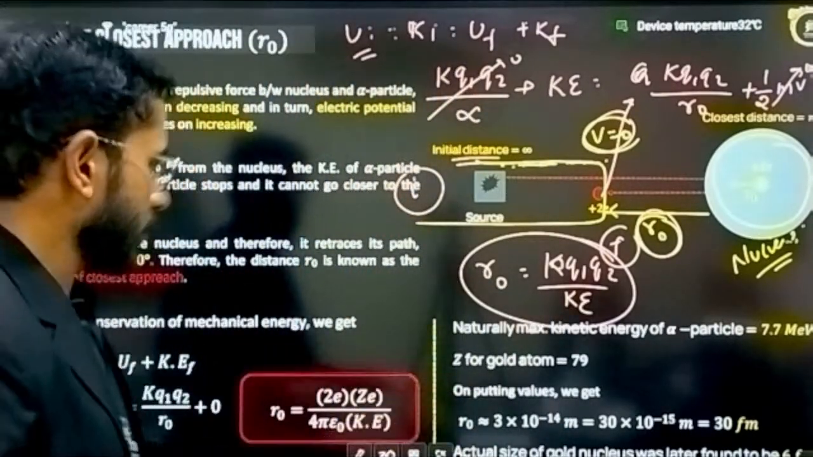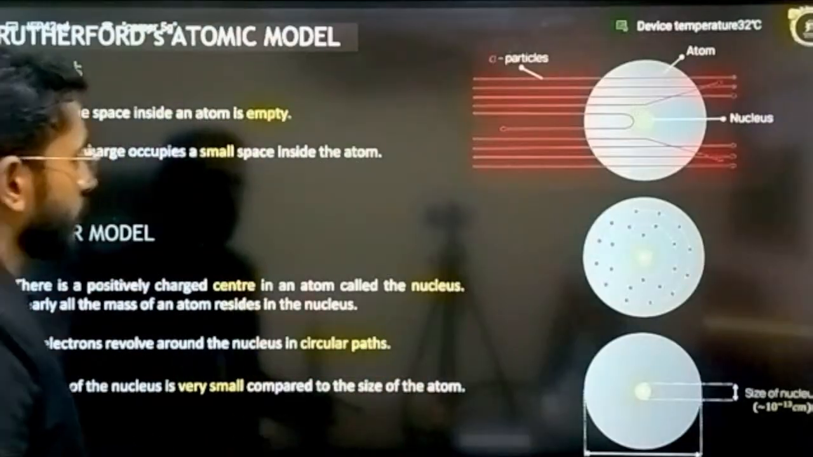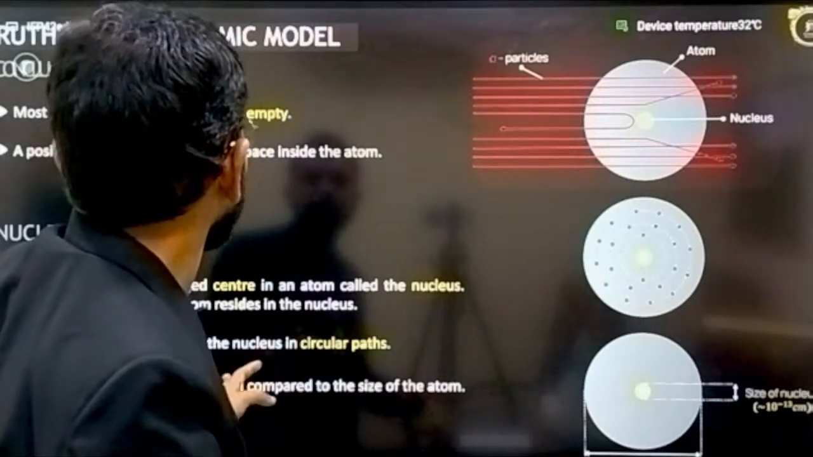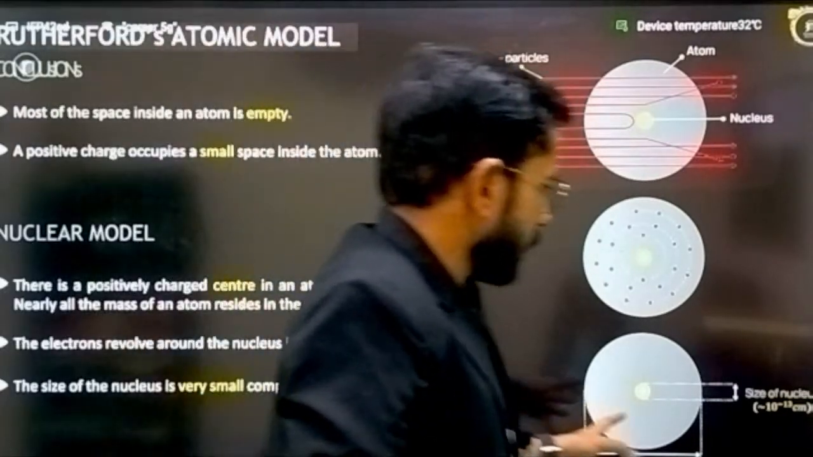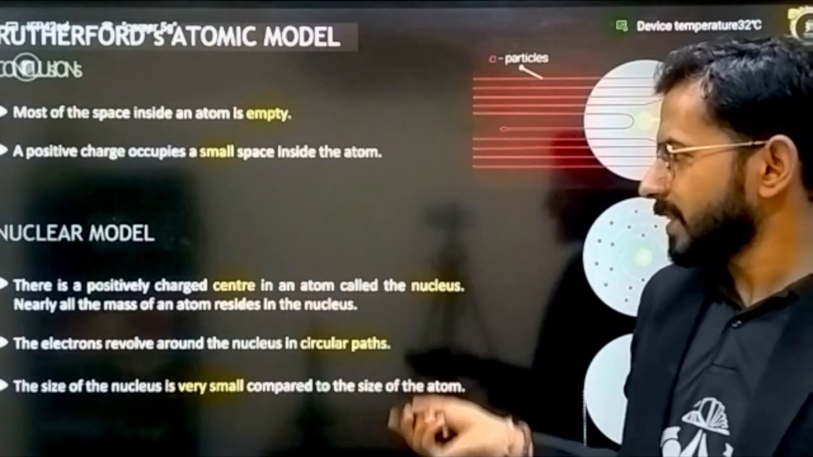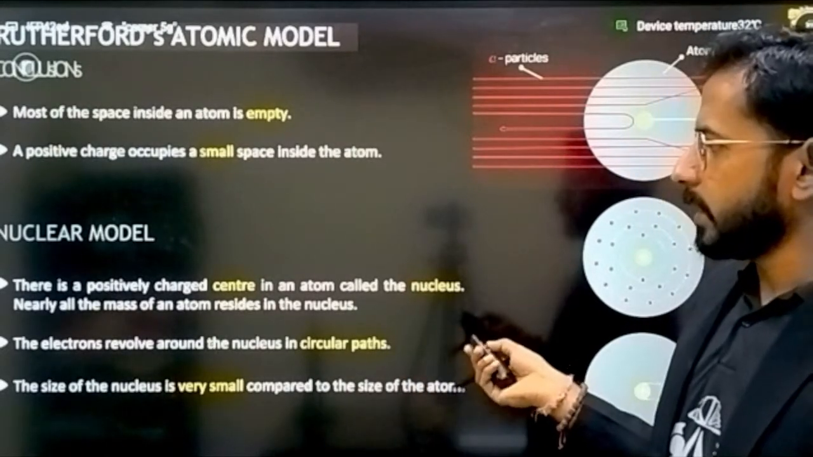So this way you can solve all the questions of distance of closest approach. Okay. I hope that this will be clear to you. Fine. These are the observations that you will be reading by yourself.